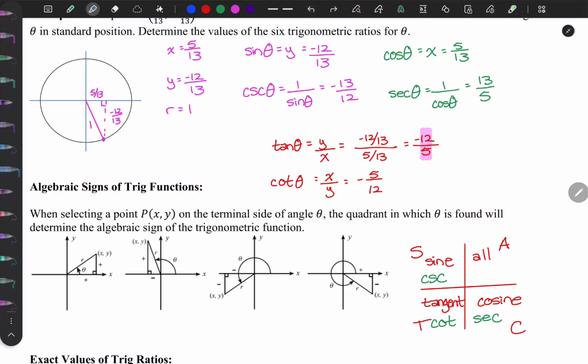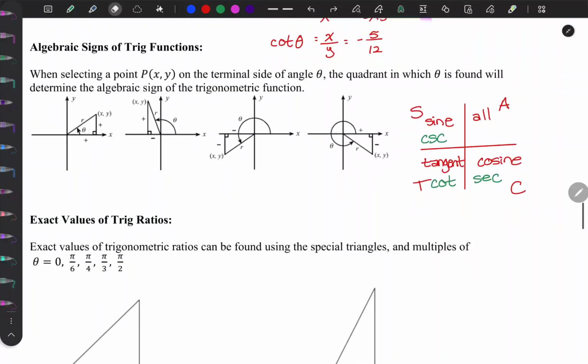Now, most of the time, if you are setting this up with a point and your x and y values have positive and negative signs on them, you don't necessarily need to use the ASTC, but it is a good way of checking your sign or just giving you a quick reminder of what to expect in each quadrant.